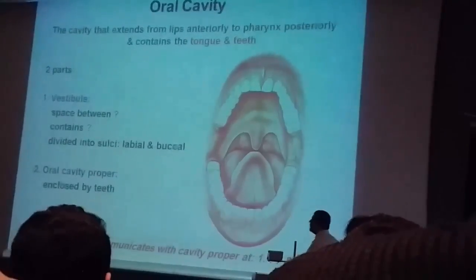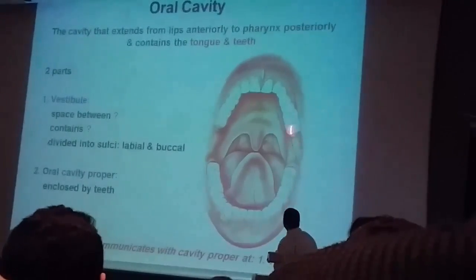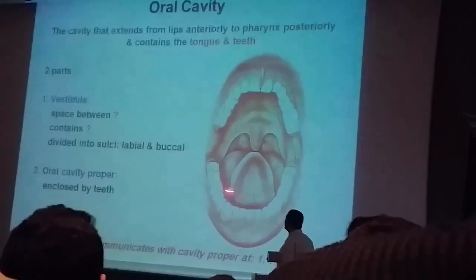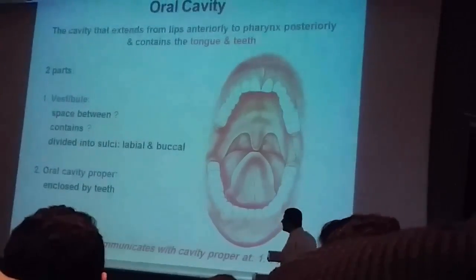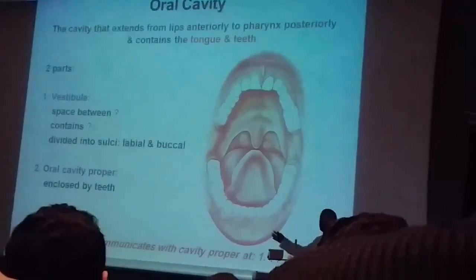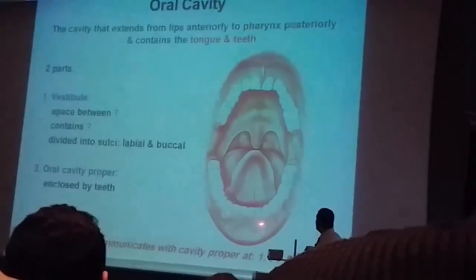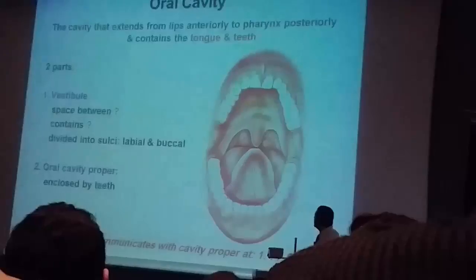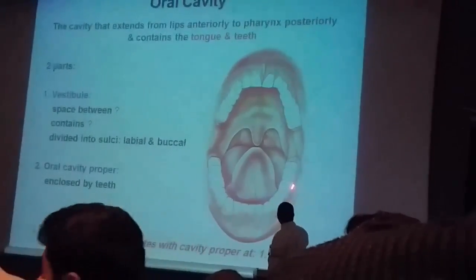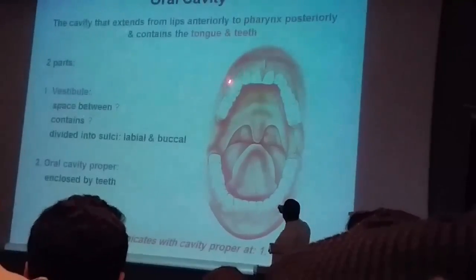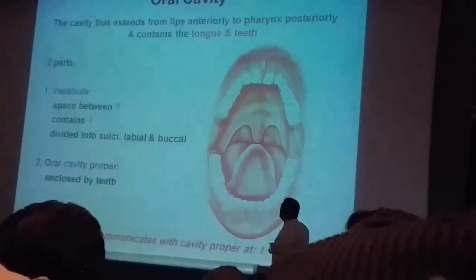Before we go there, the teeth actually divide the oral cavity into two parts. A small space between the lips and the cheeks on one side, and the teeth and gum, the gingiva, on the other side. So this small space, which I'm indicating here, is called the vestibule.